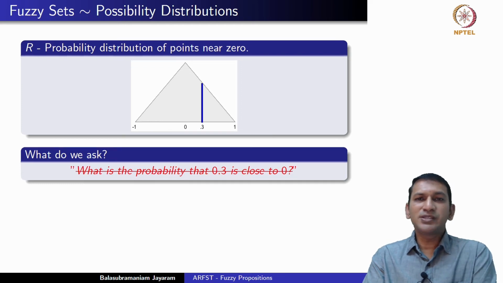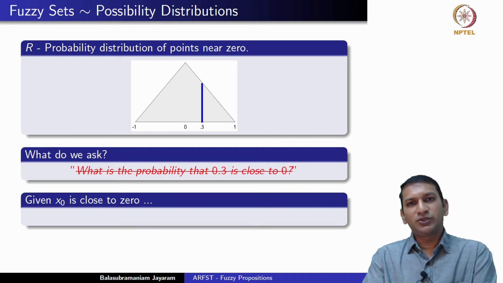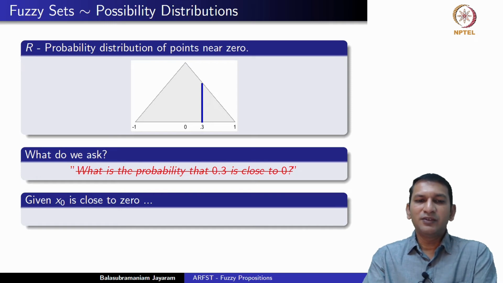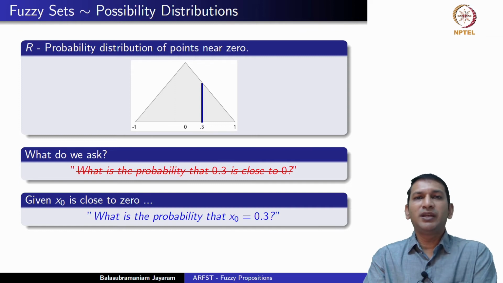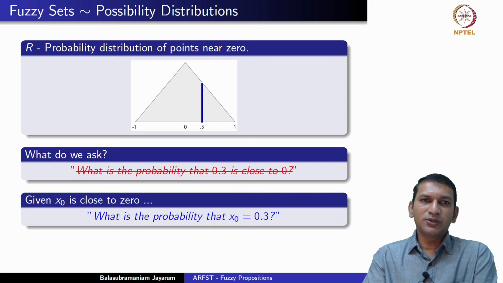No, this is not the question we are asking. What we are asking here is, given x0 is close to 0, you have sampled a point, and we know that that point comes from the distribution R, which is capturing the concept of points being close to 0. We are asking the question, given x0 is close to 0, what is the probability that x0 is equal to 0.3? As you see, as you go closer to 0, the probability of sampling points closer to 0 is quite high because of this distribution.